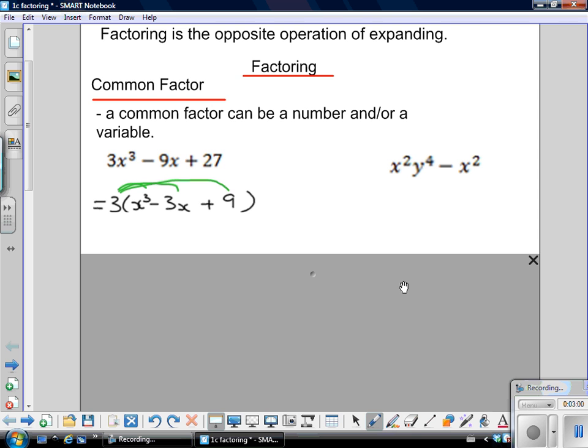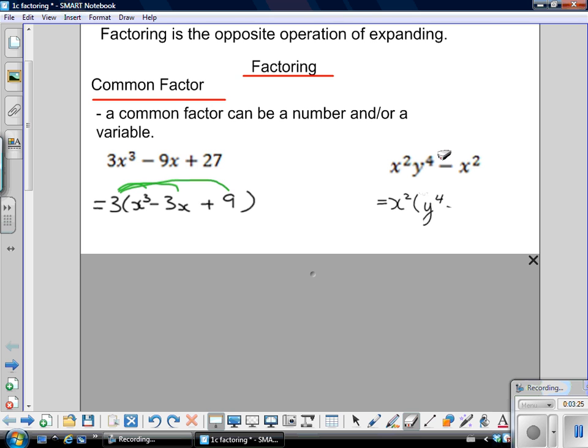This time I have no numbers, all I have is variables, and you can see that both terms have an x, but actually they both have an x squared. So I'm going to take out an x squared. Again, I start with equals directly underneath x squared. And when I divide x squared out of the first term, I'm left with a y to the fourth.